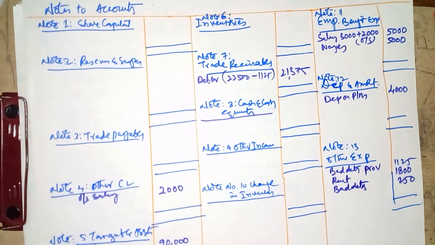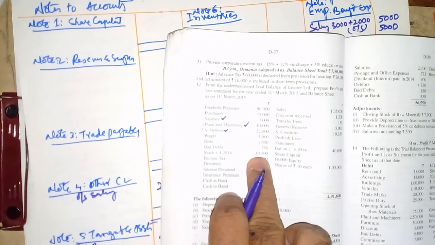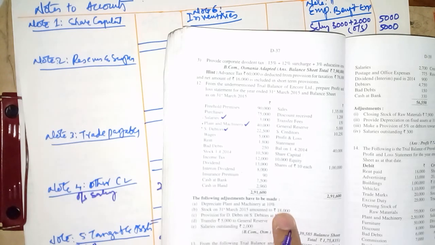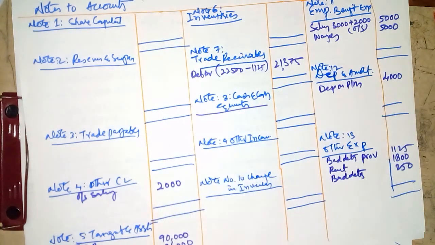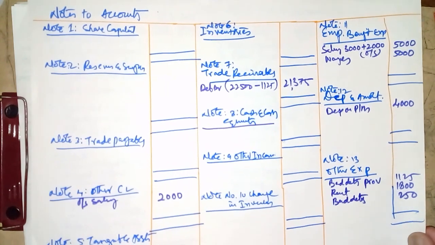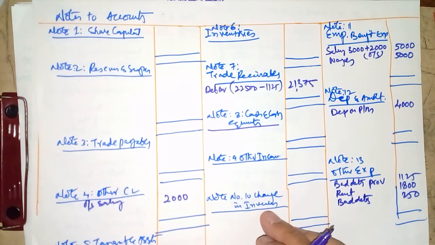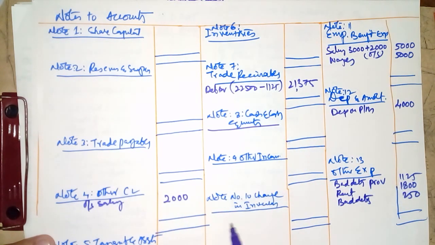Once the bad debt is done, sorry, we have stock. This is opening stock, and this one is the closing stock 18,000. So what do we have to write? We have to write change in the inventory. So opening stock is 10,500 and closing stock is 18,000. So for the change in the inventory, we have prepared one note. So where it is change in the inventory, under other expenses, yes, change in the inventory here we have prepared.